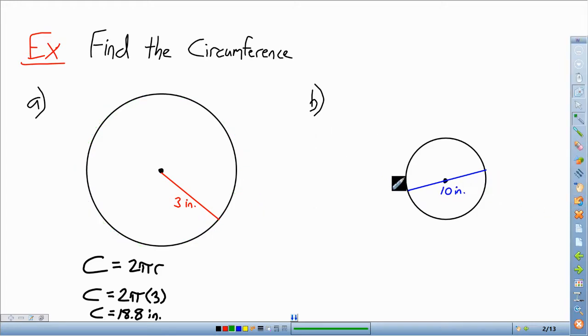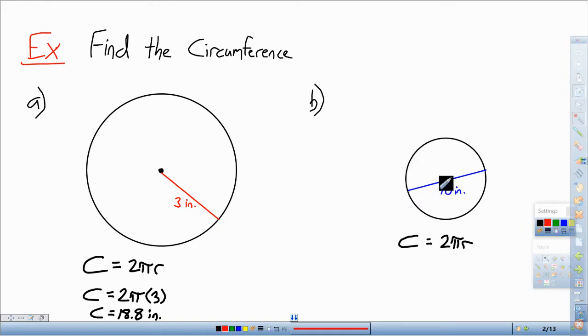Okay, on letter B, it's basically the same thing. They're asking us to find circumference. Let's write our formula real quick. All right, on this problem, though, just be careful. They're not giving us the radius. They're giving us the diameter. Okay, so if our diameter is 10 inches, we know that our radius is going to be half of that, 5 inches. All right, and that's the only thing to realize on this. So we got circumference equals 2 pi times 5. And we just need to type that in.